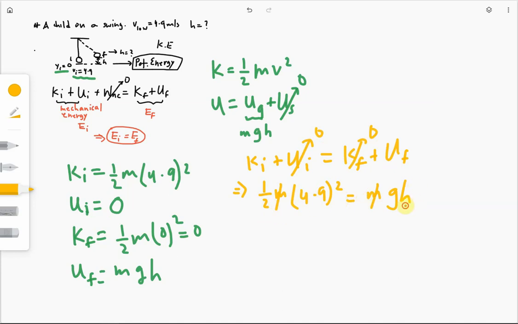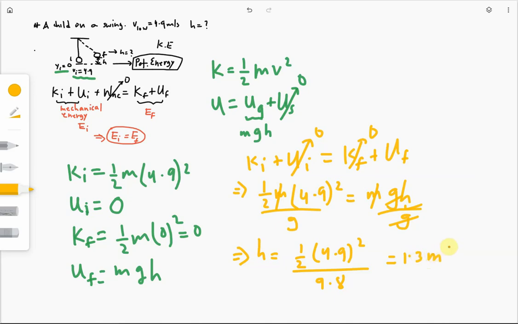And then we can solve for this h by dividing both sides by g. So if you divide both sides by g, what happens? The g on this side goes away, so you're left with h on one side, h equal to 1/2 times 4.9 squared divided by this g, which is just 9.8. This comes out to be 1.3 or 1.2 meters. Okay, this is the maximum height the child reaches from her initial swing position.